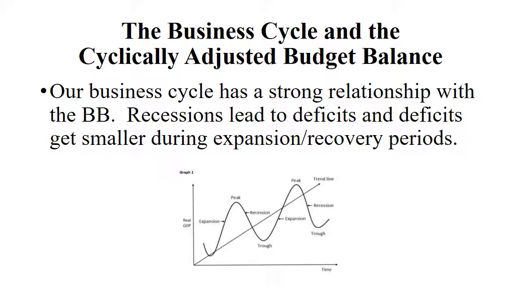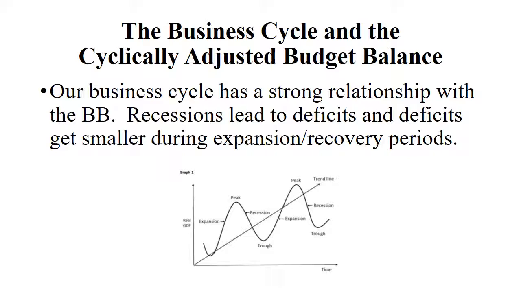So we're going to see how the business cycle and the budget balance go hand in hand. You can see here a simplified version of the business cycle. And we naturally, as I was saying before, can have deficits in recessionary periods because tax revenues are going to fall in recessions. We also are going to spend more money on government transfers, which take money away from the budget balance. So recessions can have automatic causes that lead to deficits.